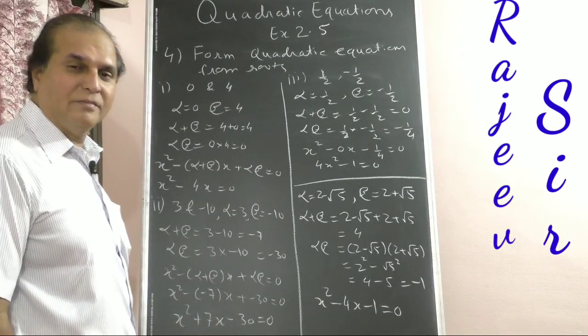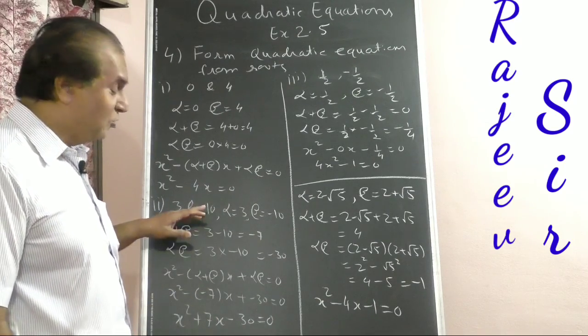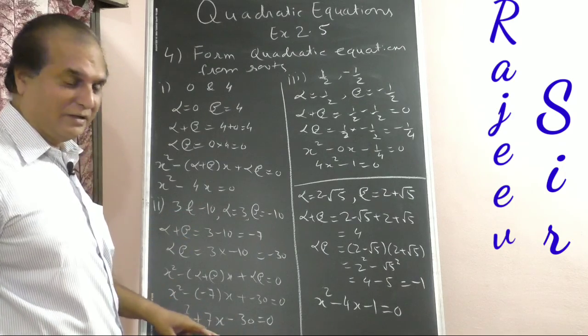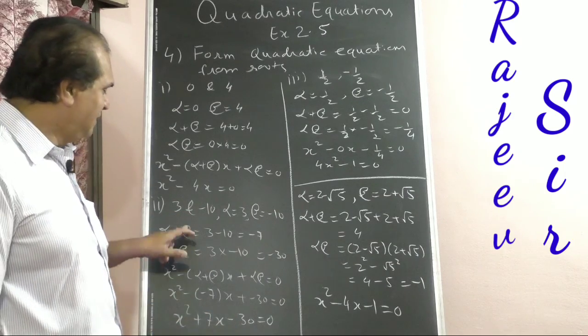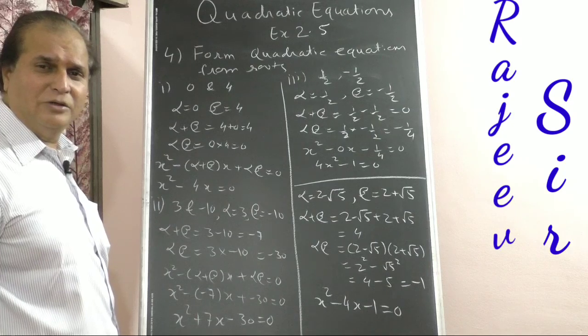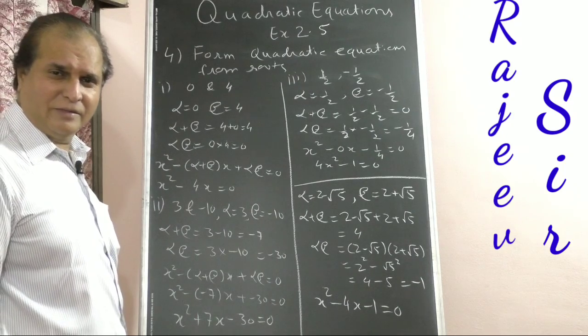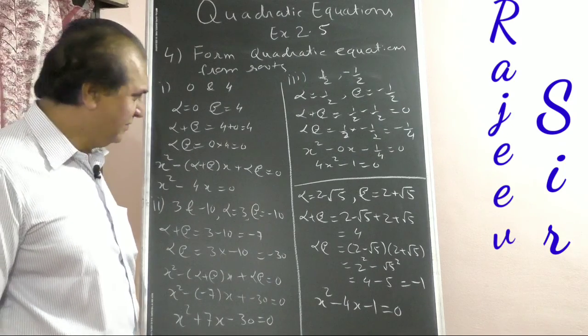Answer. Understood? From root we form the equation. If this sum is given, this will be the answer. Root, solution set. Understanding? Okay.